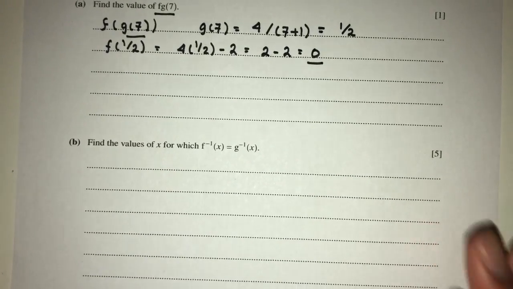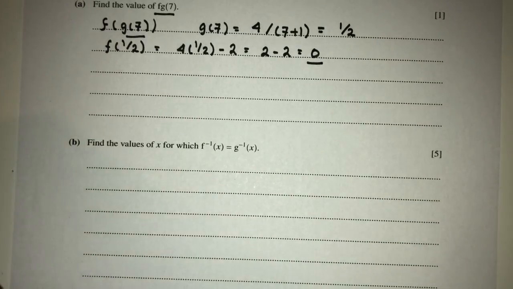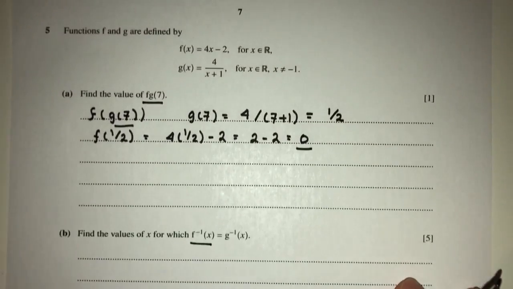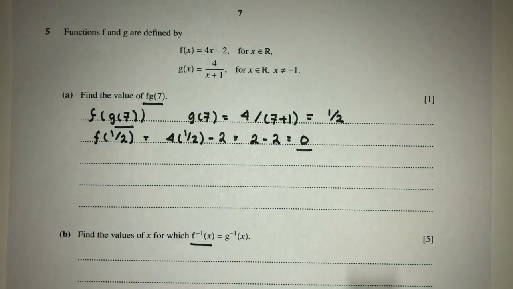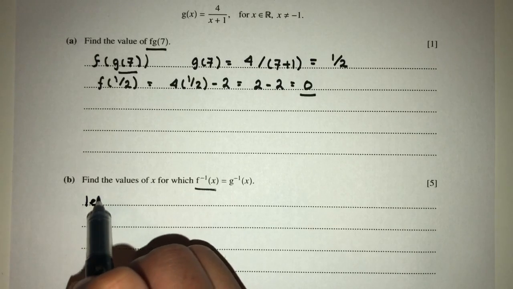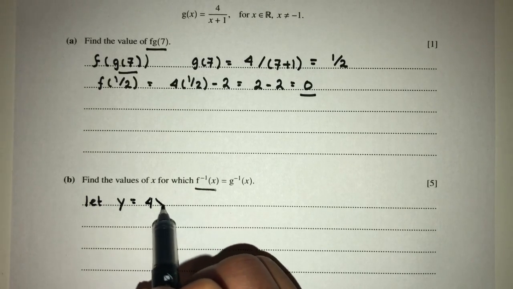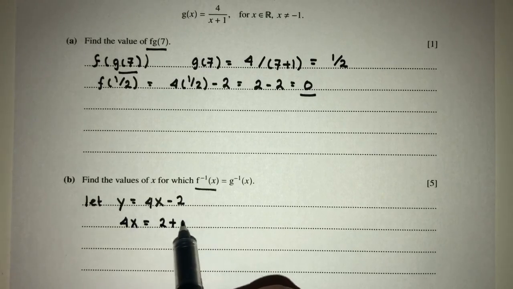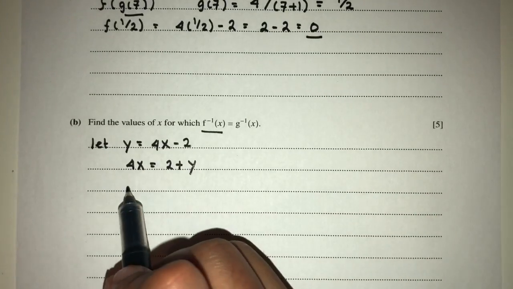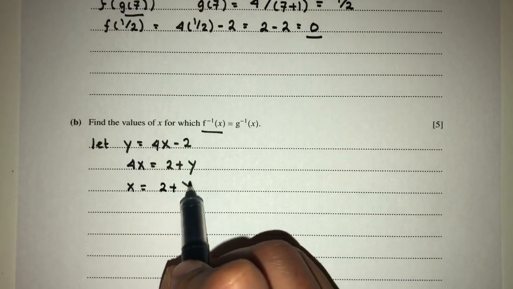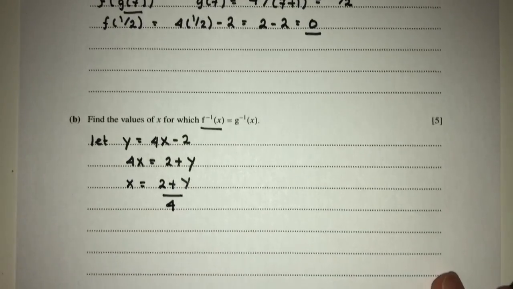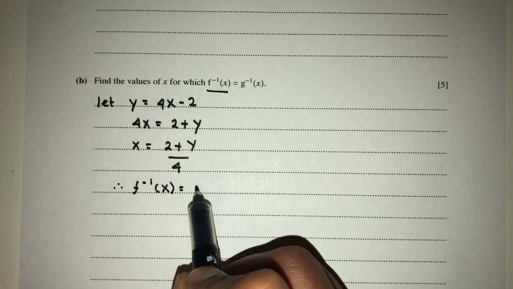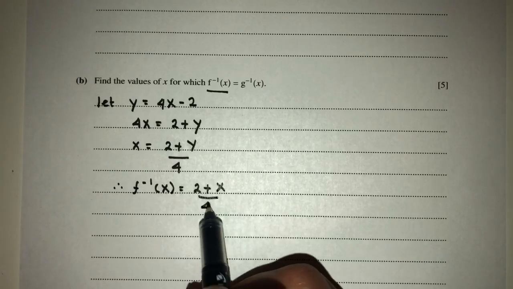Find the values of x for which this is true. So let's find them one by one. First let's find f inverse of x. So first we have f of x. We let y equal f of x, so let y equal 4x minus 2. That will be 4x equals 2 plus y. And finally you will have x equal to 2 plus y over 4. So you conclude that f inverse, in terms of x, has to be 2 plus x over 4.